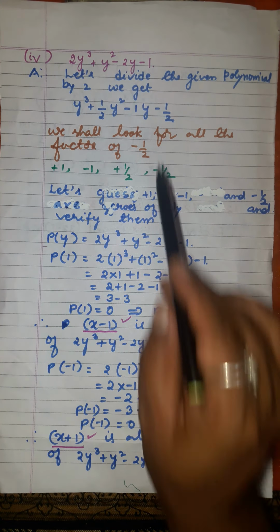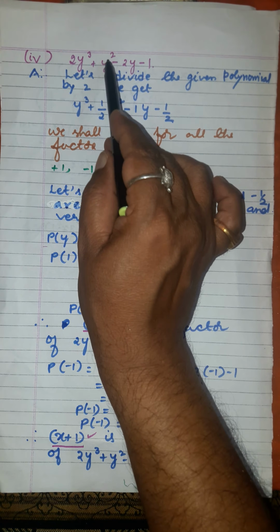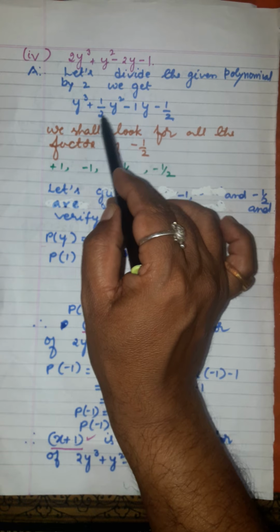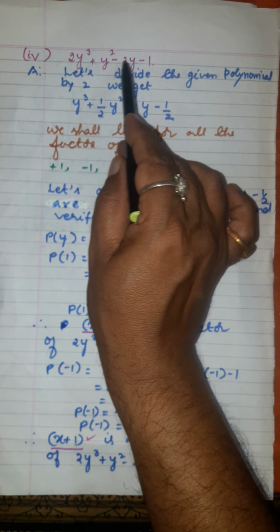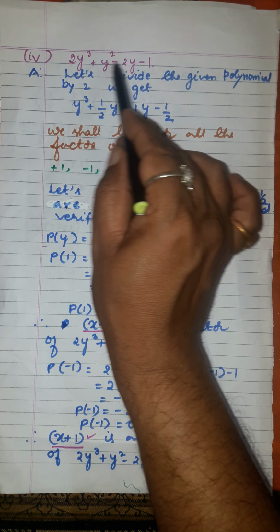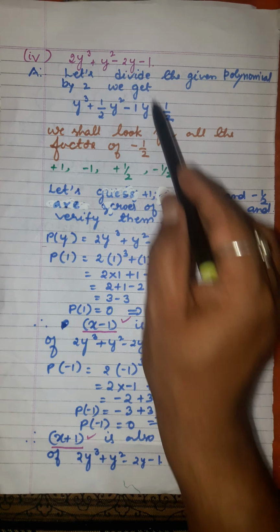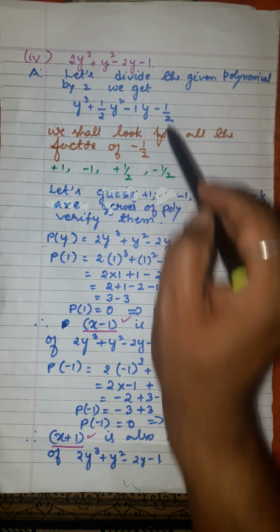the probable zeros. So 2y³ divided by 2 is y³, y² divided by 2 is y²/2, minus 2y divided by 2 is minus 1y, because 2 and 2 get cancelled, then minus 1 divided by 2 is minus half.